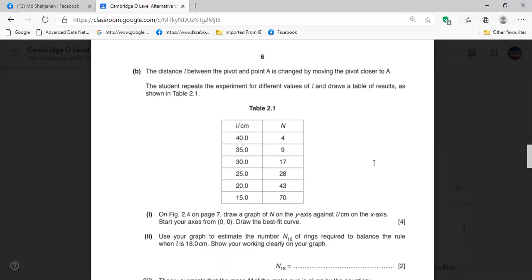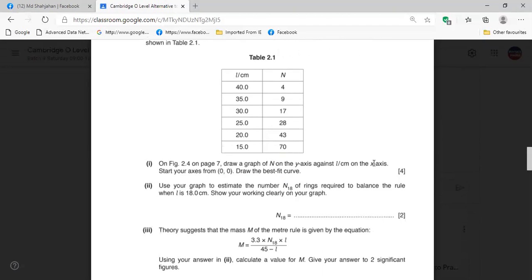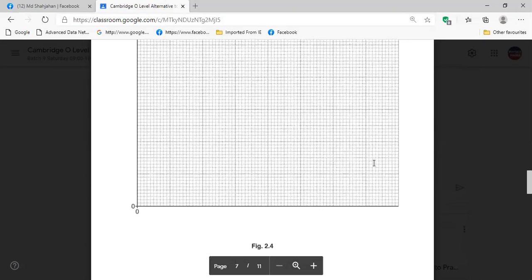The distance L between the pivot and point A is changed by moving the pivot closer to A. The student repeats the experiment for a different value of L and draws a table of results as shown in figure 2.1. On figure 2.4 on page 7, draw a graph of M on the y-axis against L per centimeter on the x-axis. Start your axis from 0, 0. Draw the best fit curve. So we are going to draw the curve. Okay, graph line.